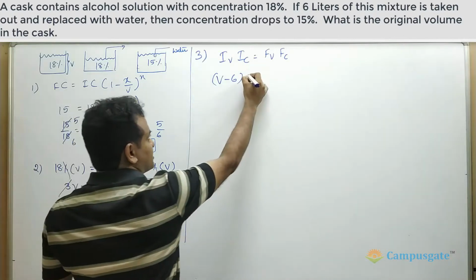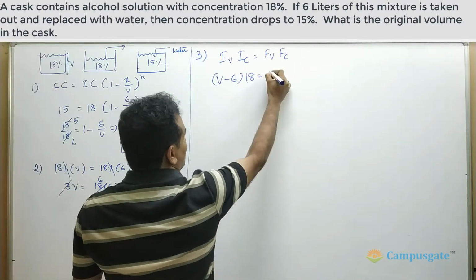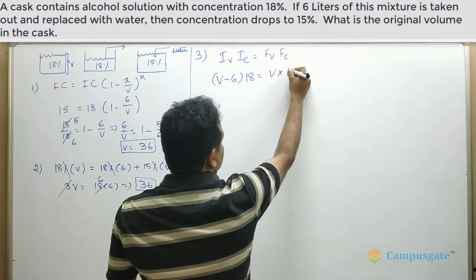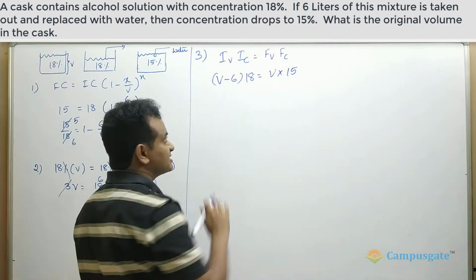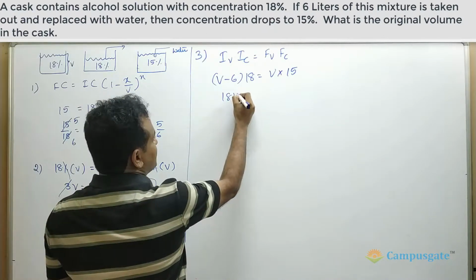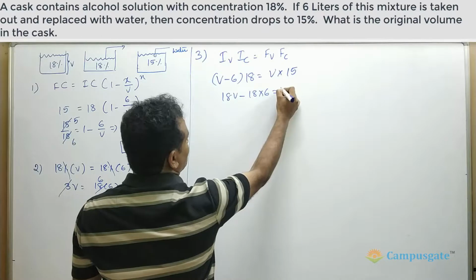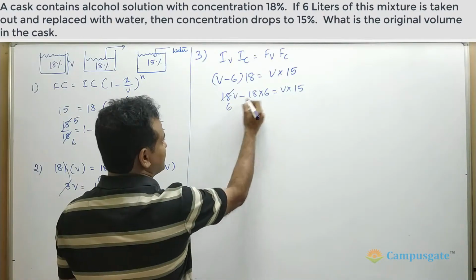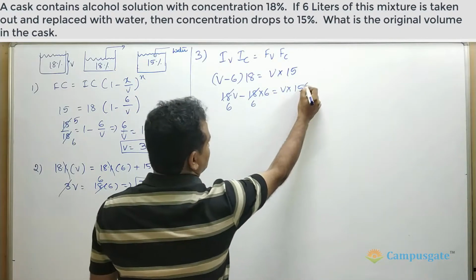So what is the initial concentration of the mixture? 18. Final volume is V, correct? Final volume is V and the concentration is 15. So I just removed these percentage signs, anyway those get cancelled out. So 18V minus 18 into 6 equal to V into 15. So 3 goes in all the numbers, so 3 goes 6 times, 3 goes 6 times, 3 goes 5 times.